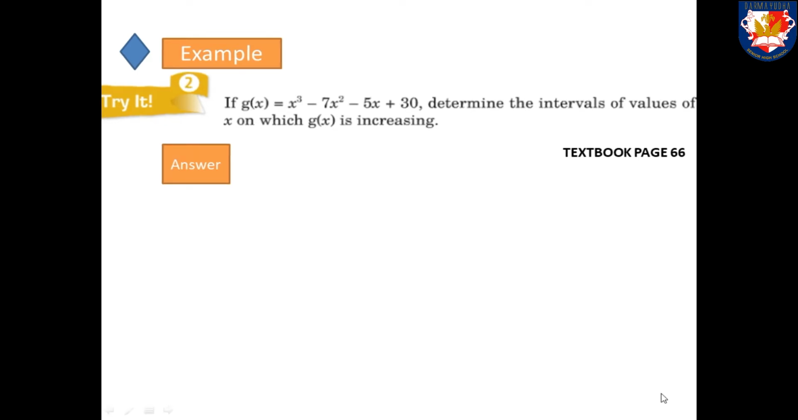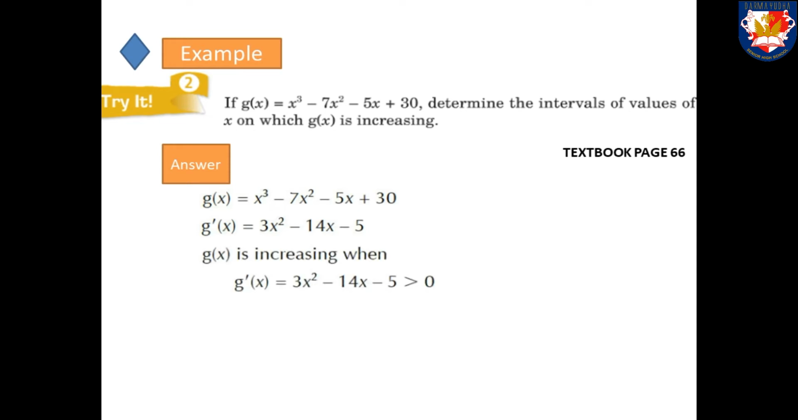This is the other example. If g(x) equals x cubed minus 7x squared minus 5x plus 30, determine the intervals of values of x on which g(x) is increasing. Based on the question, g(x) equals x cubed minus 7x squared minus 5x plus 30. g'(x) equals 3x squared minus 14x minus 5. Because g(x) is increasing, g'(x) equals 3x squared minus 14x minus 5 is larger than 0. Factorizing this will give (3x plus 1)(x minus 5) larger than 0. Solving this inequality will give x less than minus 1 over 3 or x larger than 5.